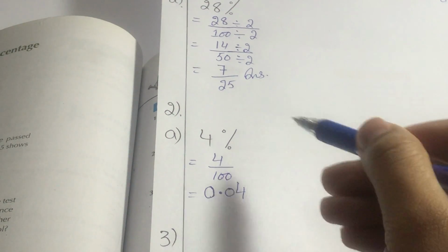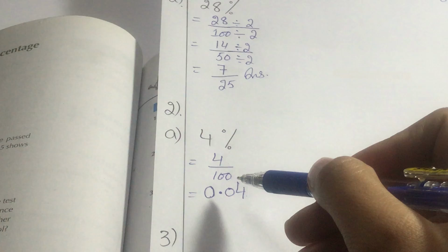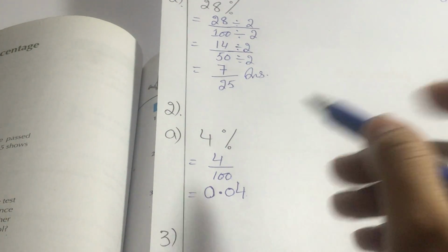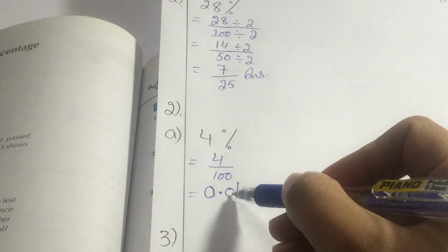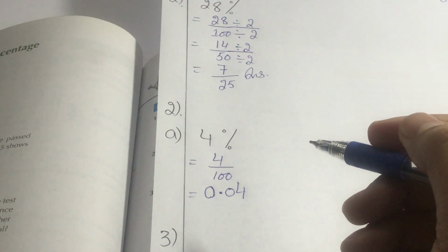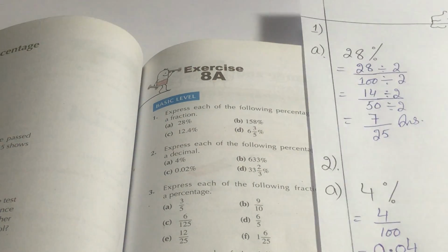If you have 1 zero in the denominator, you will place your decimal point after 1 digit. If you have 3 zeros in the denominator, you will place the decimal point after 3 digits. And if you have fewer digits, you can complete your digits by writing a 0, right? Understood? Okay, good. Now let's move to the third question.